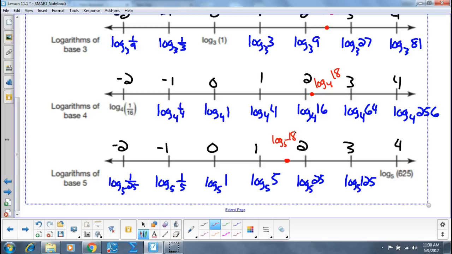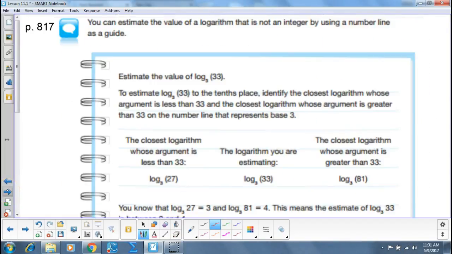Okay. All right, see that logic? On the next page, here we have this notebook type thing, which takes up the majority of your page. It says estimate the value of log base 3 of 33. To estimate that log to the 10th place, identify the closest logarithms whose argument is less than 33 and the closest one that's greater than 33 that represent the base of 3.